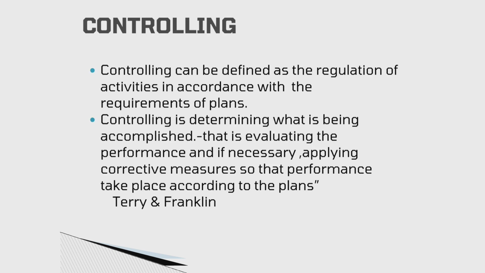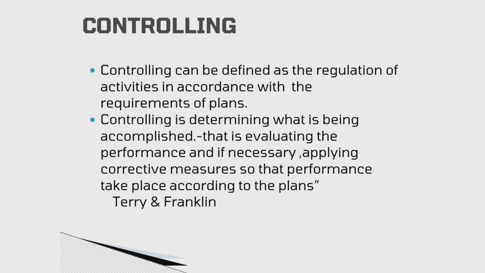Next, we'll see what controlling is. It can be defined as the regulation of activities in accordance with the requirements of planning. Okay, so controlling means regulating. We have planned, we have organized, we have done direction and staffing. So at last, all these activities should be regulated. So the next function of management is controlling. It is the regulation of activities in accordance with the requirements of plans.